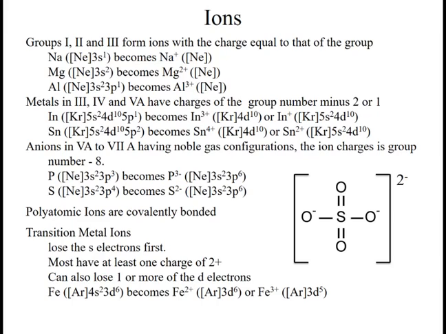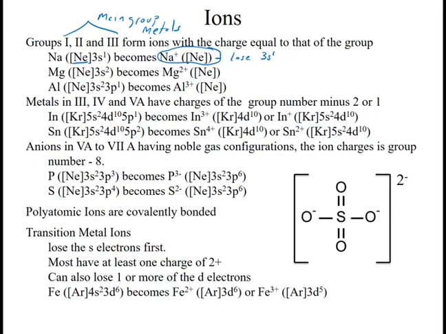In this section of the textbook, we talk about ions and what the electron configuration is for an ion. So groups 1, 2, and 3A, which are the main group metals, we already know they form a charge equal to that of the group. So sodium, which has the core electrons of neon and then has a 3s1, because it's in group 1A, becomes a +1. And so what it does is it loses the 3s1.